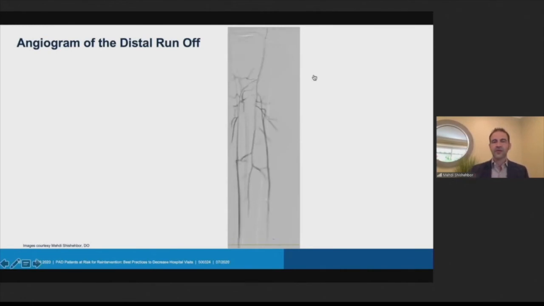We obviously quickly take a nice runoff to understand the runoff so we can plan our strategy and also understand if there is an embolization during the intervention. The runoff looks great here.